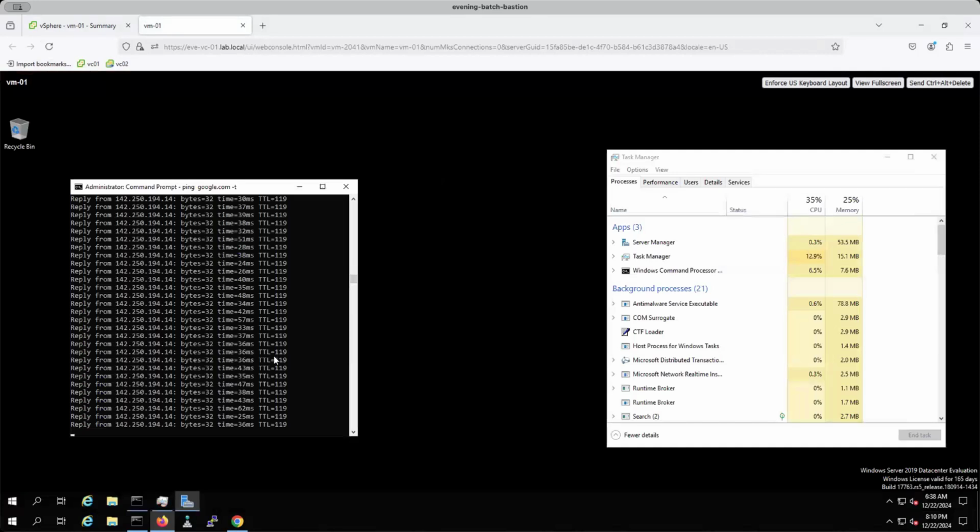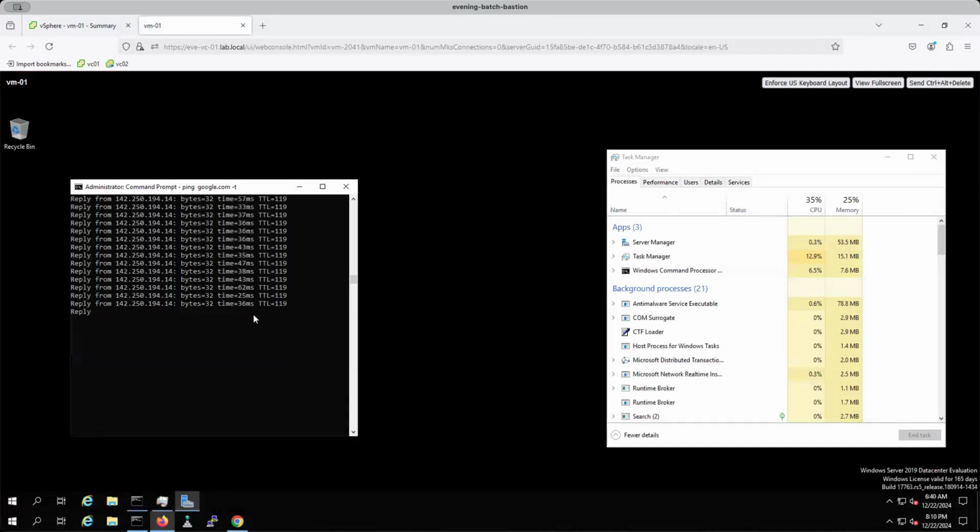Similarly, it would happen from the operating system as well. So from the operating system, I'm basically trying to ping google.com and you see the latency, it is going at 36, 25, 50 milliseconds, sometimes even higher than that. So this is happening because there is a replication that is happening.